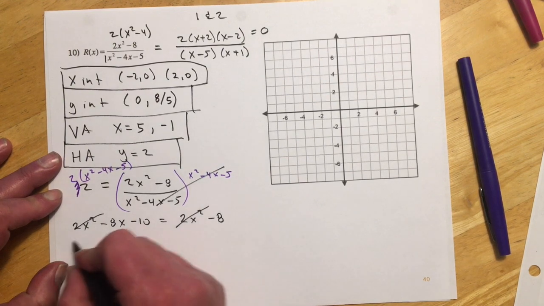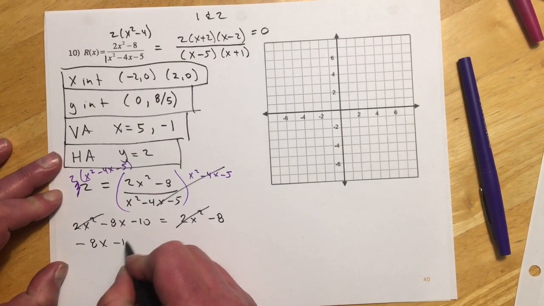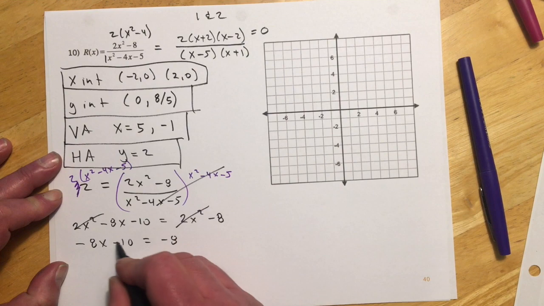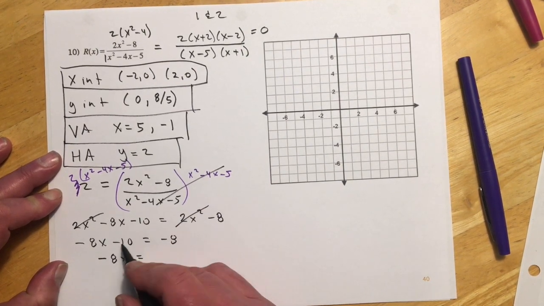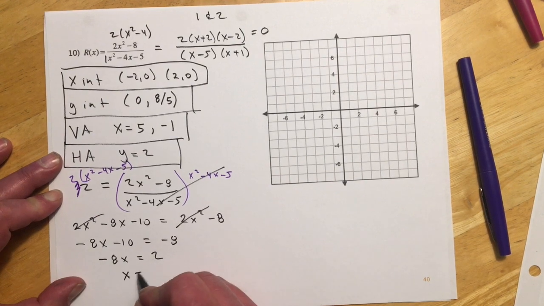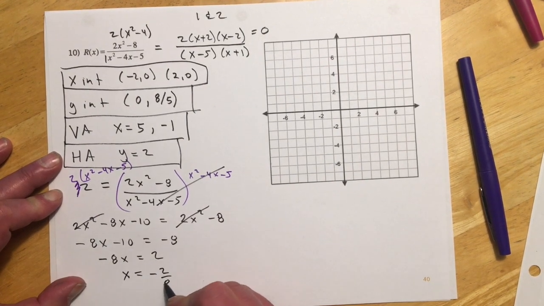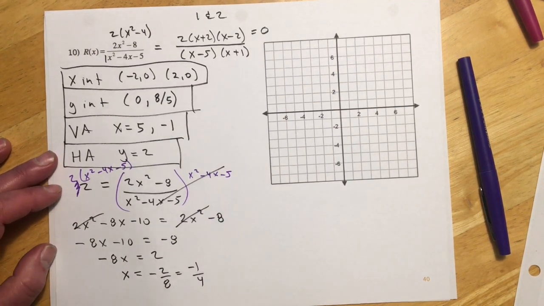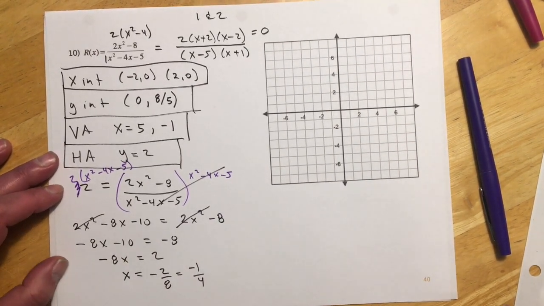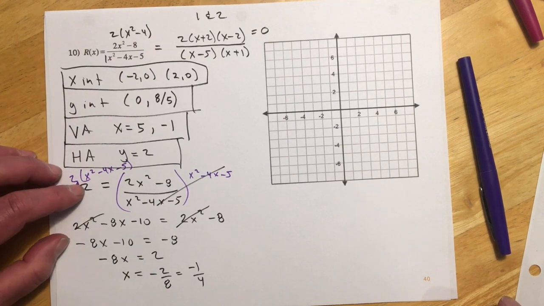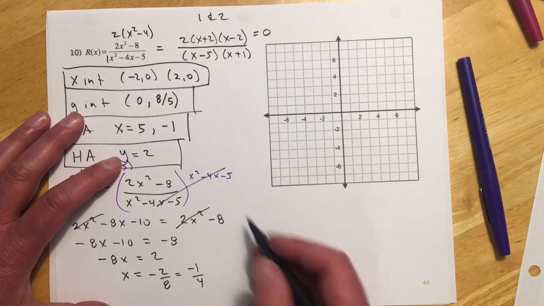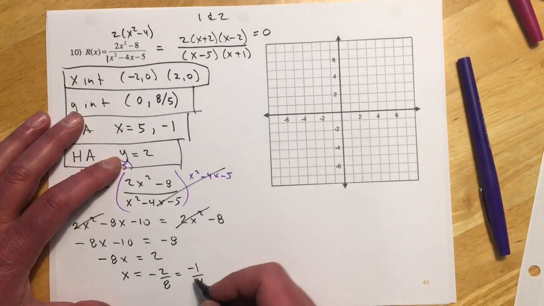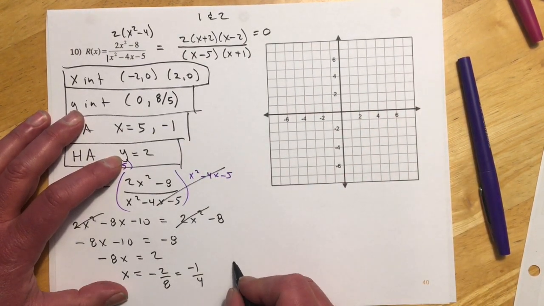And then that leaves me -8x minus 10 equals -8. Add the 10 over: -8x equals 2. And then x equals -2/8 or -1/4. And so it turns out this one is crossed. And the y coordinate on that, remember what we did was we set it equal to y equals 2, because we're looking for, does it cross at 2? Yes, at -1/4.